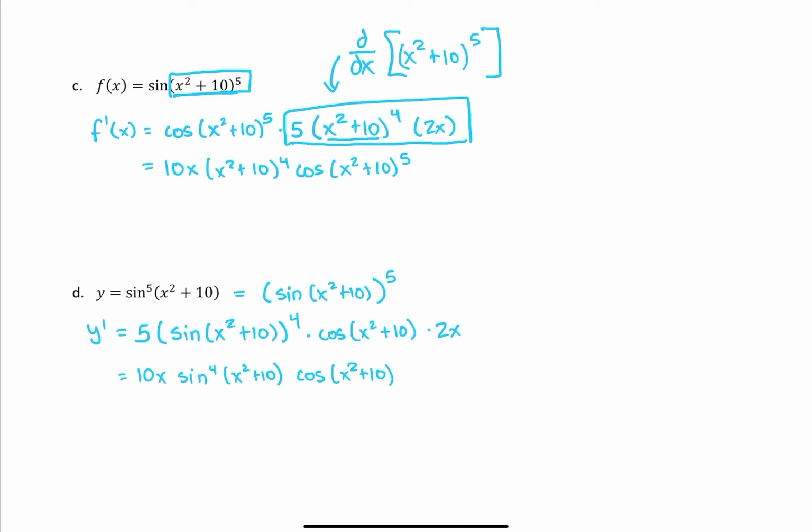Compare that answer with what we got for part C. So for part C, because the sine wasn't raised to a power, when we took its derivative, we got just a cosine. But for part D, because the sine was raised to a power, we're going to have another sine left over. We're going to have sines left over when we do the derivative, and we have to also multiply by the derivative of sine and get cosine.